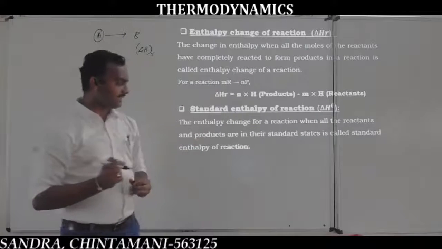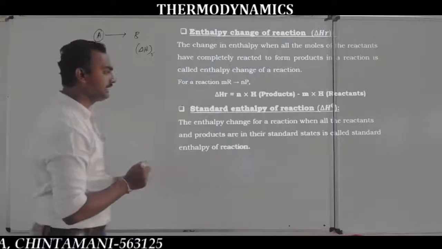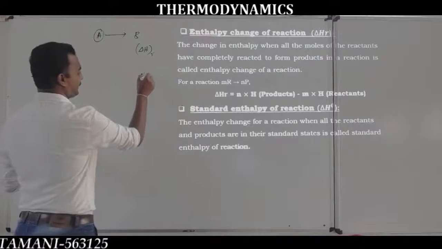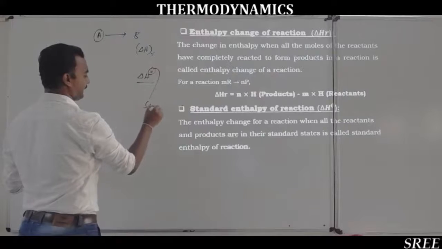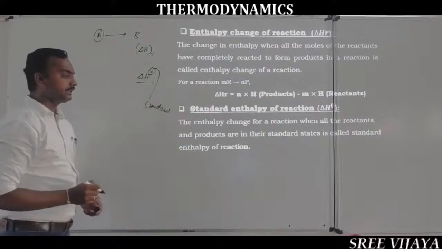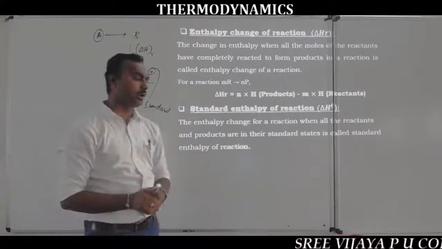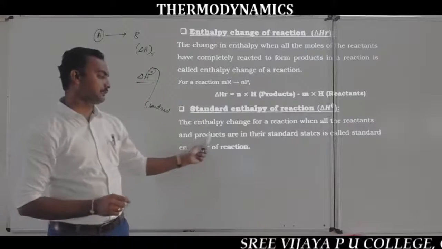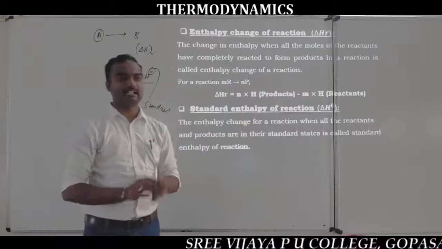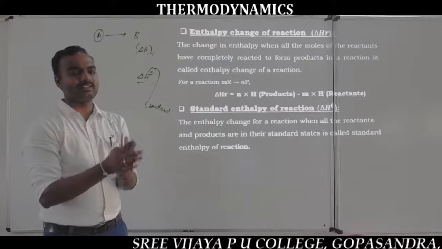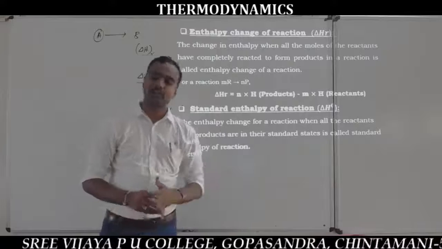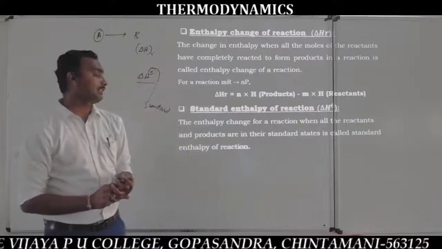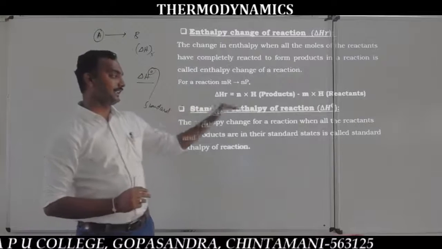So next one is standard enthalpy change, that is delta H naught. If naught is used in delta H naught, that is the indication of standard. That is enthalpy change for a reaction in which all the reactants and products are in their standard state, the elemental state. When we find the enthalpy change in the standard state, that is standard enthalpy change.